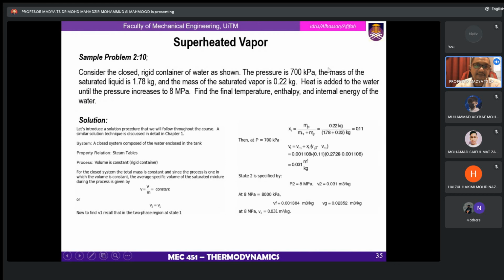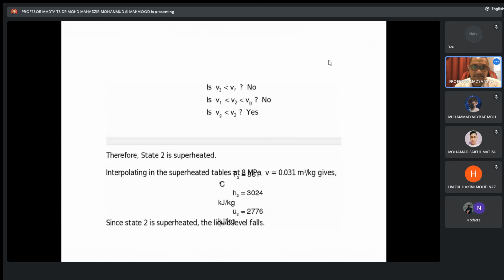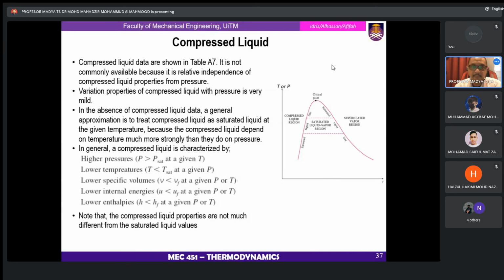Okay, this is another example, superheated. And another one is compressed liquid. The compressed liquid phase, as you know, is on the left side of the saturated liquid line in the graph. So this is a compressed liquid. The properties for the compressed liquid are in table A7.